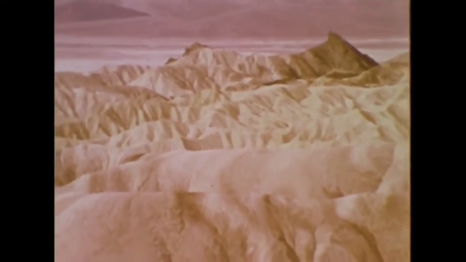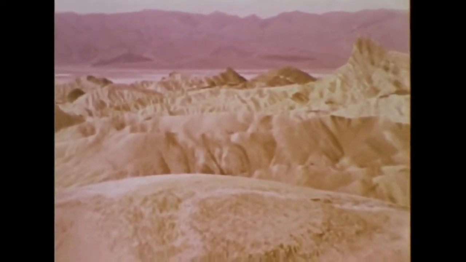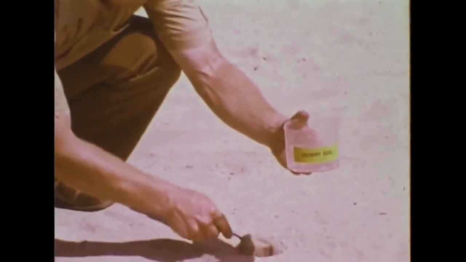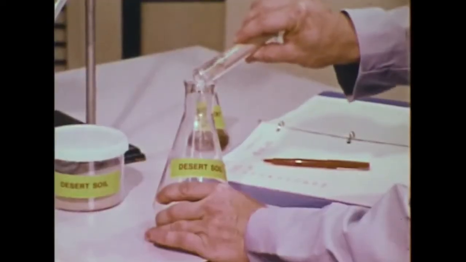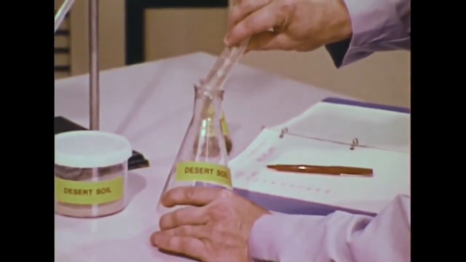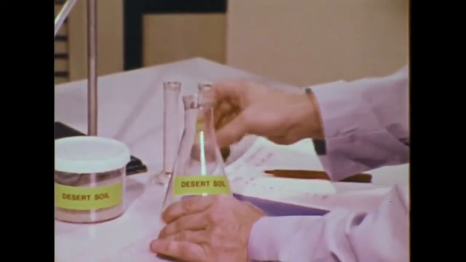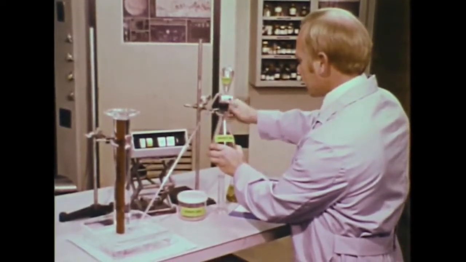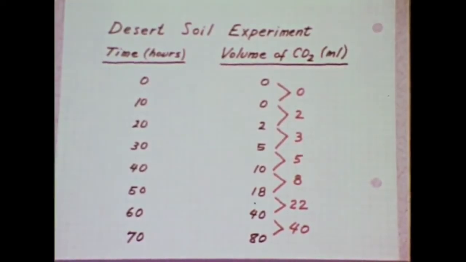This is Death Valley, California, an area in the Mojave Desert with an extreme climate that is hostile to most life forms. There are few visible signs of life. A sample of desert soil is collected, and a measured amount is added to the flask, just as in the garden soil experiment. The same nutrient is added to this soil, and the amount of reaction product, CO2, is measured at equal time intervals.